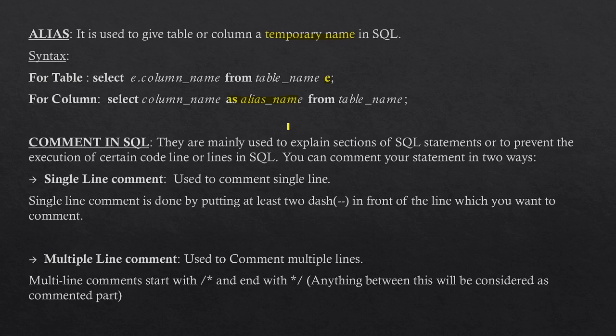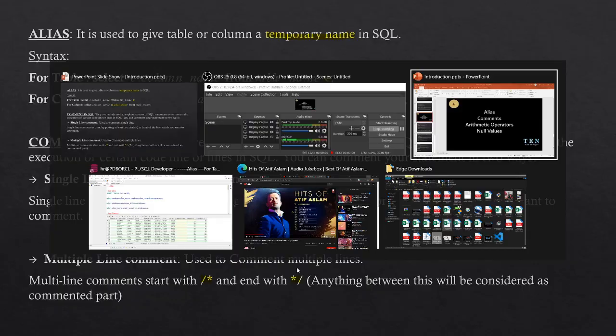For a single line comment, we use two dash signs in front of the line we want to comment, and for a multiple line comment, we use a forward slash and asterisk at the start, and an asterisk and forward slash again at the end. Whatever is between these two signs will be considered a commented part. So let us see the working of alias and comment through PL/SQL Developer.